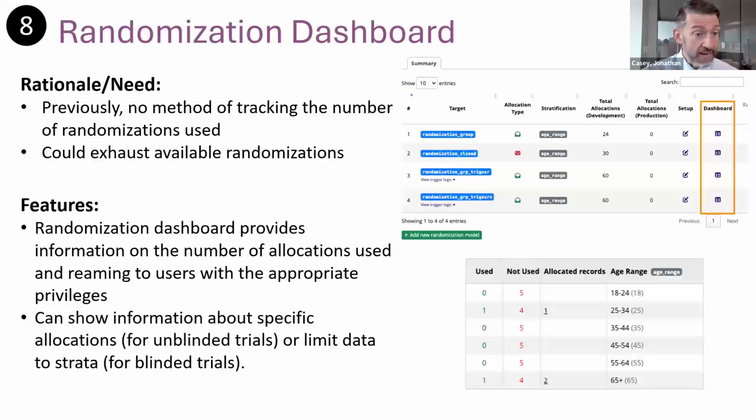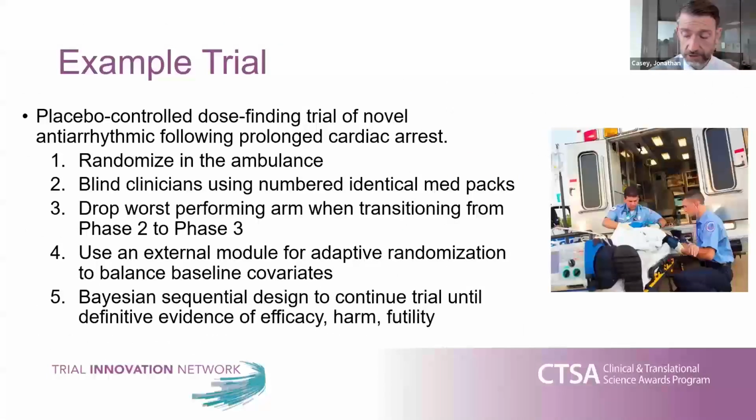The new tool has a dashboard that is available for users who have the appropriate privileges to see how many randomizations have been used and how many are still available. And this can be set up in a way that maintains blinding or would reveal group allocation for an unblinded trial. So let's go back now to our example trial of a placebo-controlled dose-finding trial of a novel antiarrhythmic following cardiac arrest.